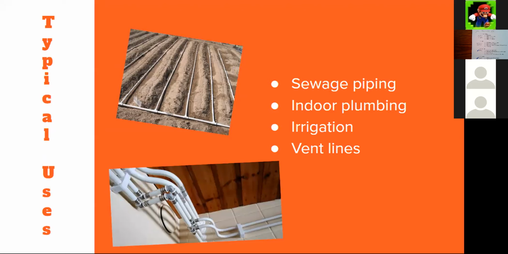PVC piping is typically used for sewage, so sewage goes inside and is transported. It can be used for indoor plumbing, irrigation, or vent lines. The top picture shows how it can be used in irrigation and how the piping can help water the soil and plants in the area. And the bottom picture shows how PVC piping can be used in indoor plumbing.